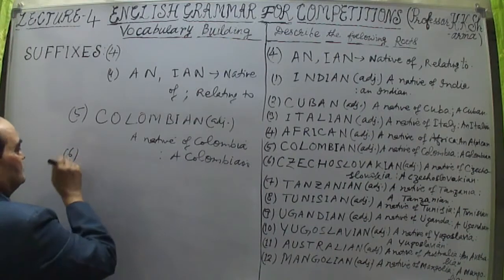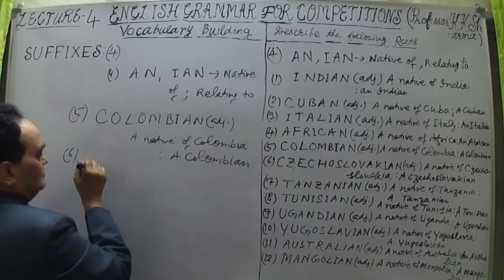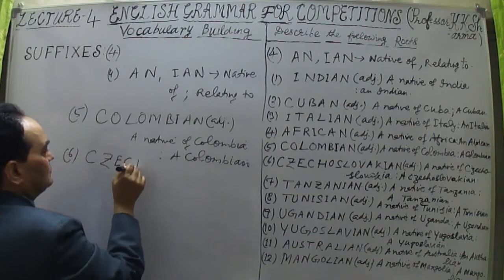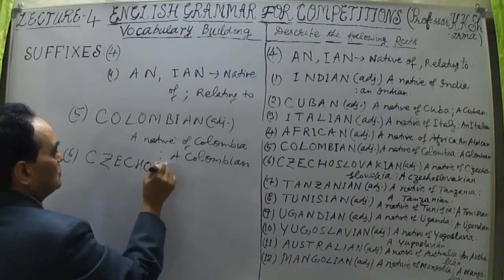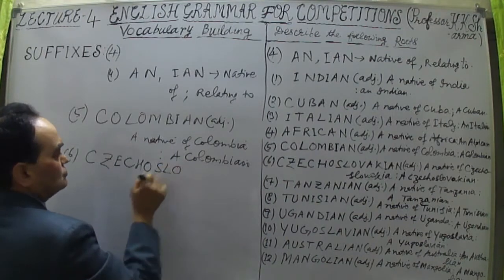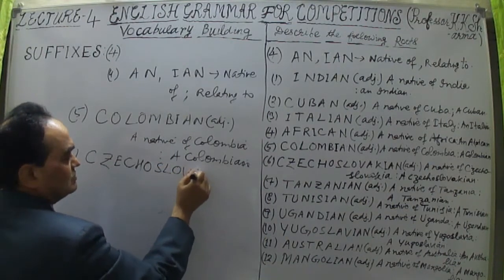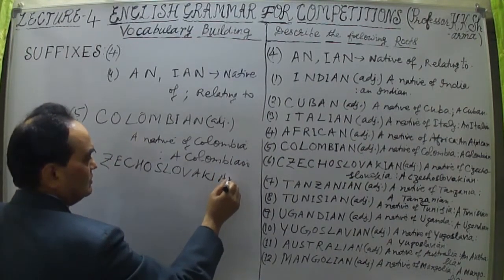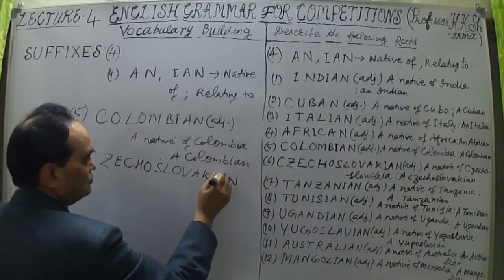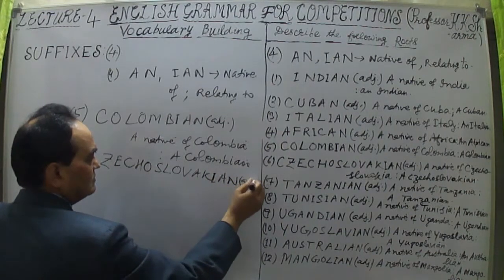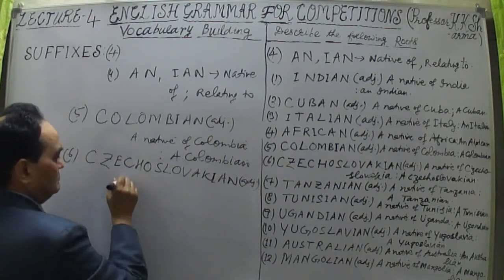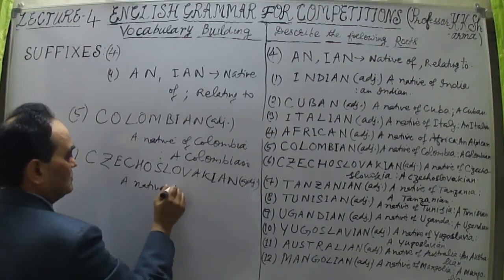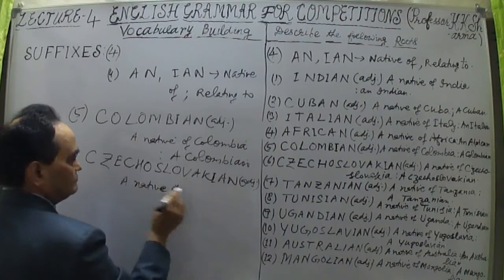Now the sixth word, Czechoslovakian, C-Z-E-C-H-O-S-L-O-V-A-K-I-A, Czechoslovakian, A-N. This is Czechoslovakian, an adjective again, a native of Czechoslovakia. We say a native of Czechoslovakia.